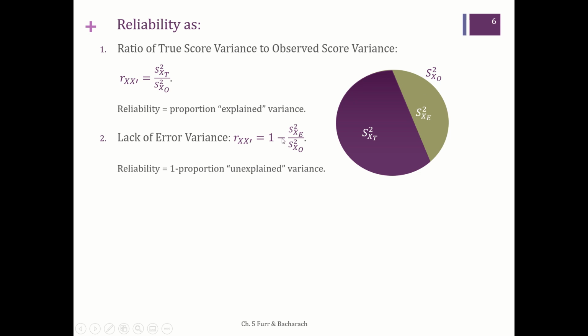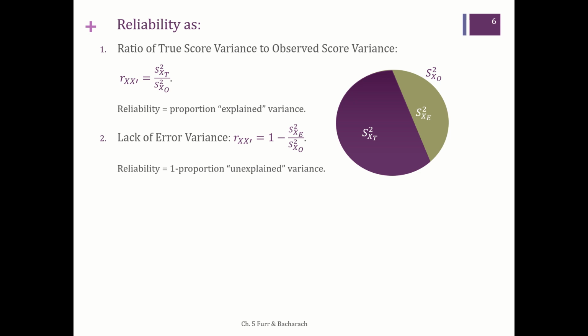And from that 100%, we're going to subtract that proportion, that percentage of the circle, which is error variance, and basically doing 1 minus the, what is it, grayish part, so 1 minus the error part, just makes us end up with the purple part again. So like I said, we're basically going to do the same thing over and over and over again. So reliability is also a measure of lack of error variance.